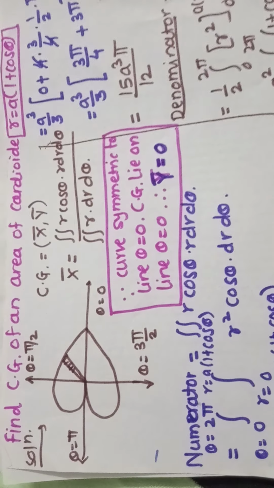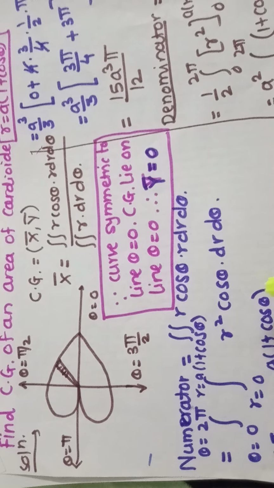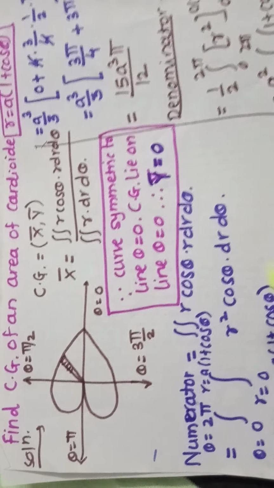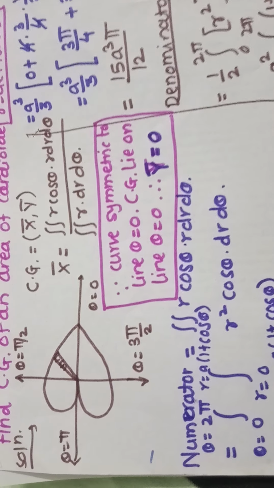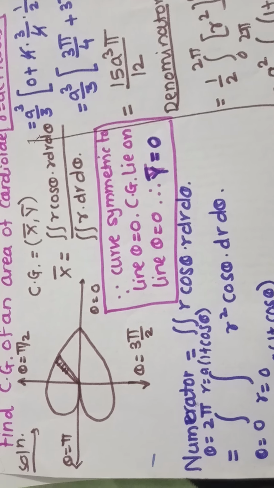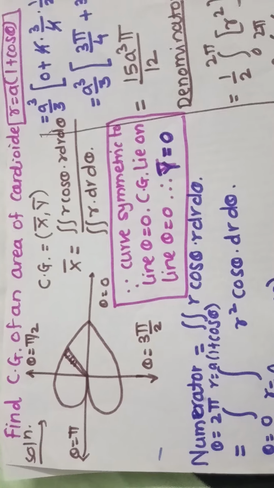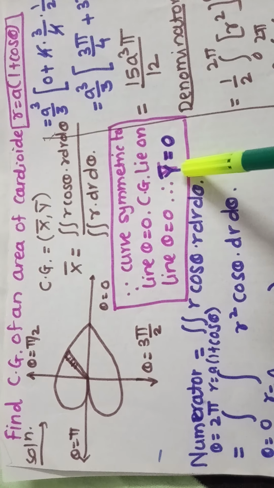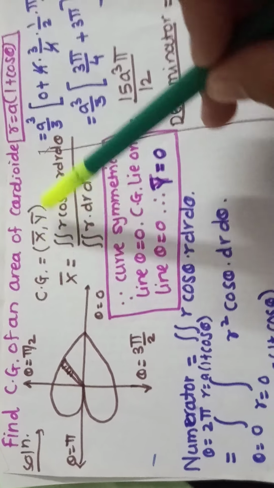So whenever your center of gravity lies on, suppose, the x axis, then y bar is 0. If the center of gravity lies on the y axis, then x bar is equal to 0. And if the center of gravity lies on the line y equal to x, then x bar equals y bar. So here in this example, y bar equals 0. Now to find x bar, we have to find the numerator and denominator.